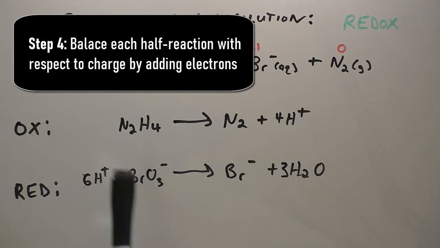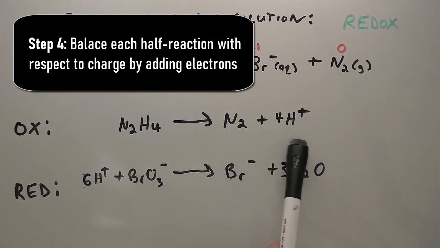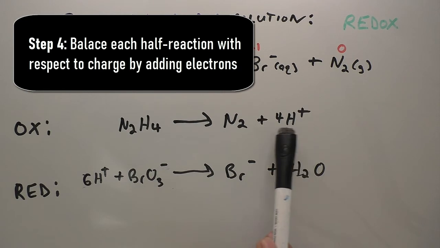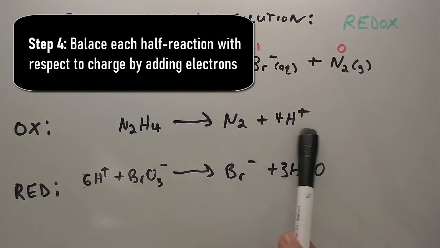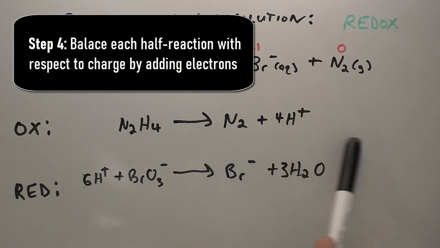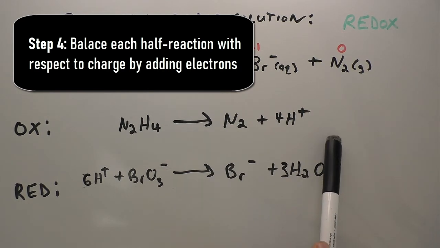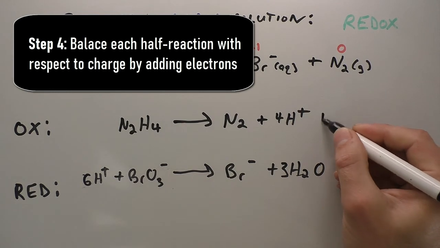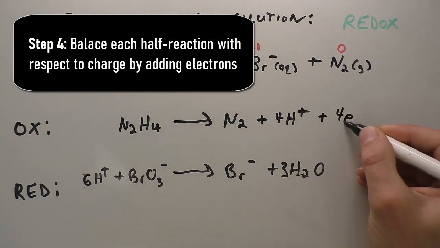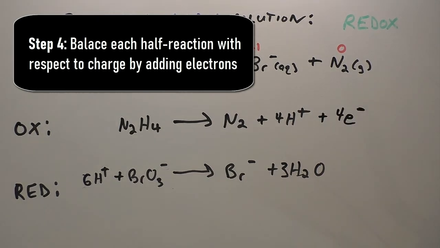On the left-hand side, our charge is 0 because we just have this neutral molecule here with 0 charge. And then on the right-hand side, our charge is going to be 4+ because we have 4 of these hydrogen ions, each with a charge of +1. And so we need to add enough electrons to the right-hand side of this equation to result in a 0 charge, which would match the left-hand side of the equation. So that's going to be 4 electrons.